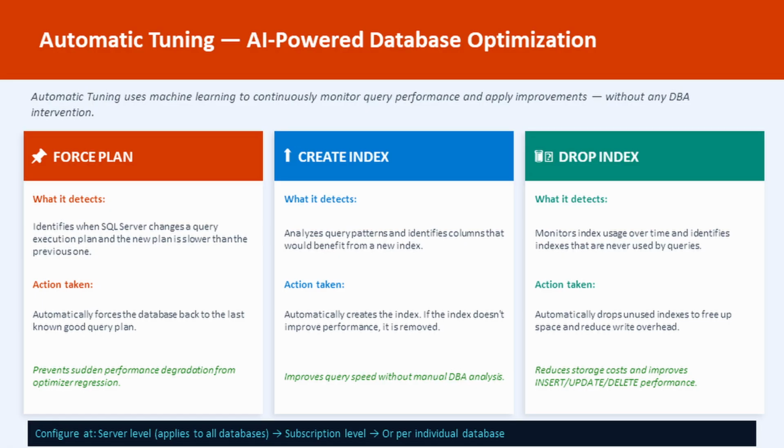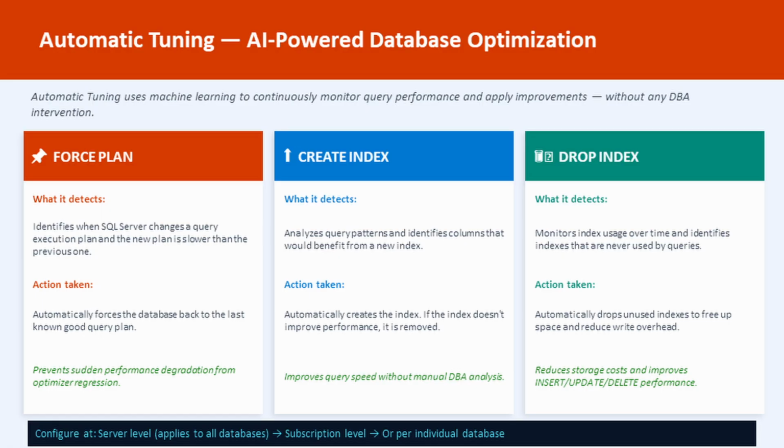The third action is drop index. Over time, databases accumulate indexes that were created for queries that are no longer run, or that were redundant with other indexes. These unused indexes waste storage space and slow down every write operation because the index must be updated whenever data changes. Automatic tuning monitors index usage over time and drops indexes that have not been used in a significant period. You can configure automatic tuning at 3 levels.